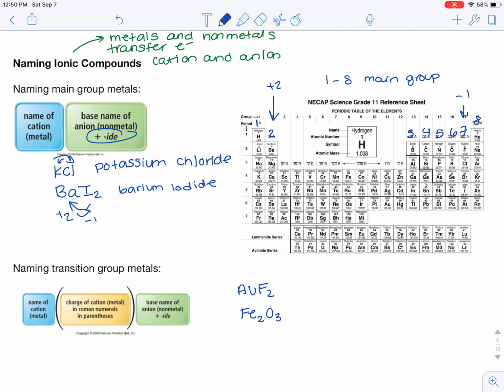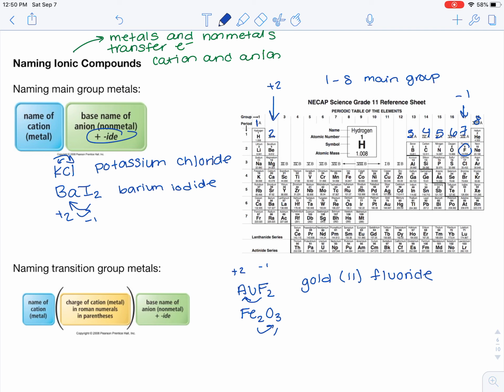AuF2. F you see here is in group 7. You know that's a -1 charge. The 2 came from gold, so that's +2. So you would write gold, parentheses, Roman numeral 2, fluoride. And then the same thing for the others.